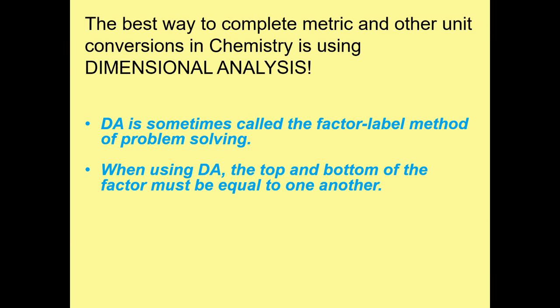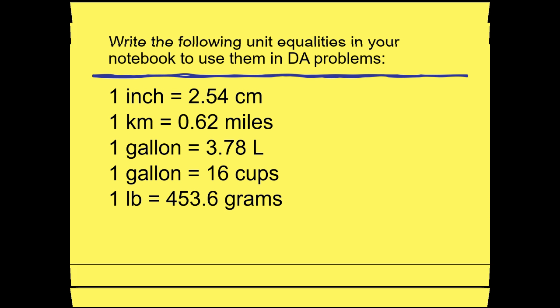Okay. So dimensional analysis is just a way to do unit conversions. We're also going to use dimensional analysis later this year to solve problems. Dimensional analysis is great. Sometimes it's called the factor label method. It's great because of its simplicity. The top and the bottom of the factor have to be equal to each other, and you basically set up factors to cancel the units you don't want and work towards getting the units you do want.